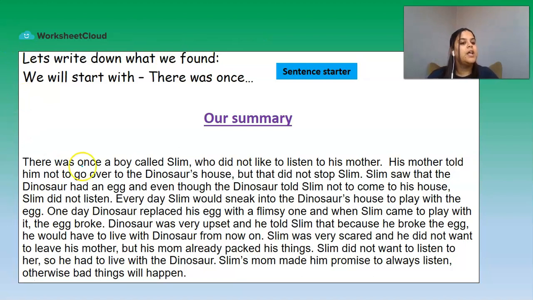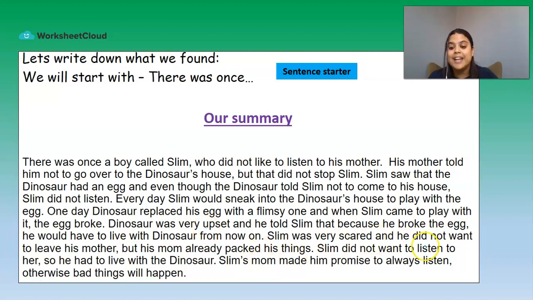So, there was once a boy called Slim who did not like to listen to his mother. His mother told him not to go over to Dinosaur's house, but that did not stop Slim. Slim saw that the dinosaur had an egg, and even though the dinosaur told Slim not to come to his house, Slim did not listen. Every day, Slim would sneak into the dinosaur's house to play with the egg. One day, Dinosaur replaced his egg with a flimsy one, and when Slim came to play with it, the egg broke. Dinosaur was very upset, and he told Slim that because he broke the egg, he would have to live with Dinosaur from now on.